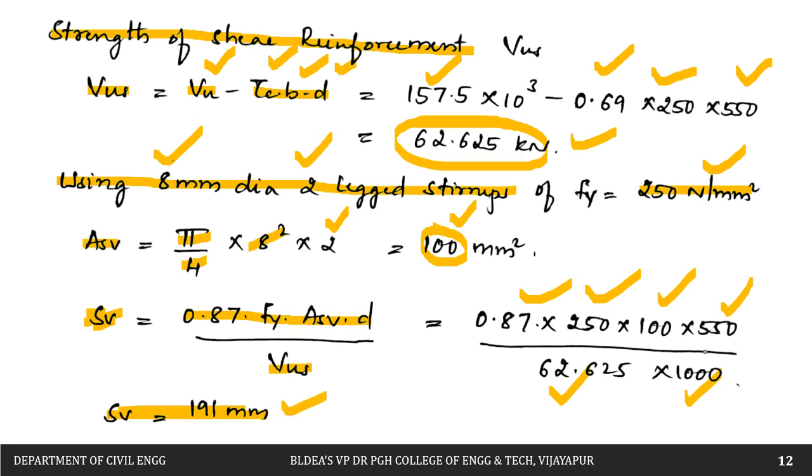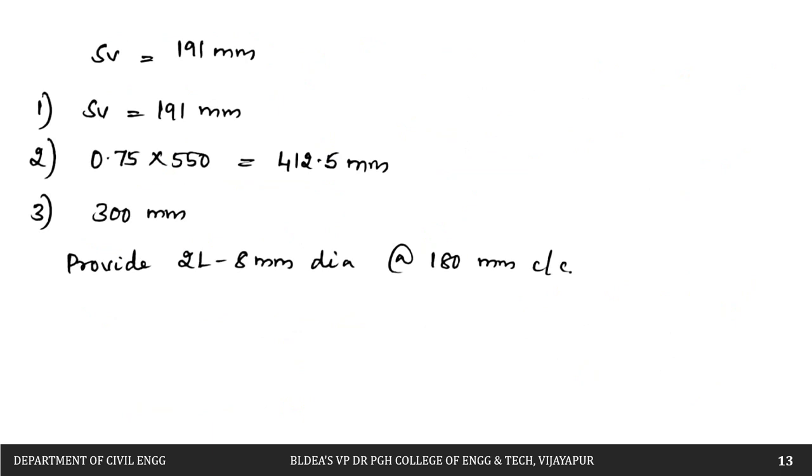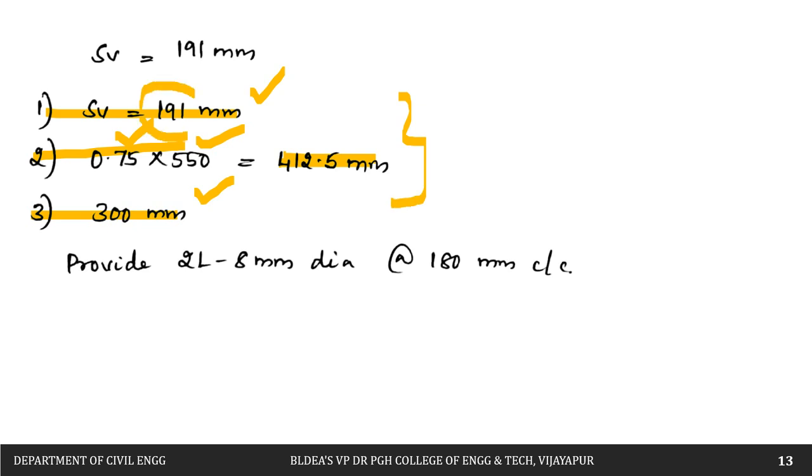So this has to be checked with the given clauses. What we have, the spacing is 191, this is one clause. Another thing is 0.75 times the effective depth, that will be equal to 412.5 mm. Then next, minimum, we have to provide 300 mm. So out of this, whichever is least we'll try to provide. So therefore we are getting 191 mm. So we are going to provide 2 legged 8 mm dia stirrups at 191 mm. We can round it off to a somewhat lower value, that is we can provide it at 180 mm center to center.